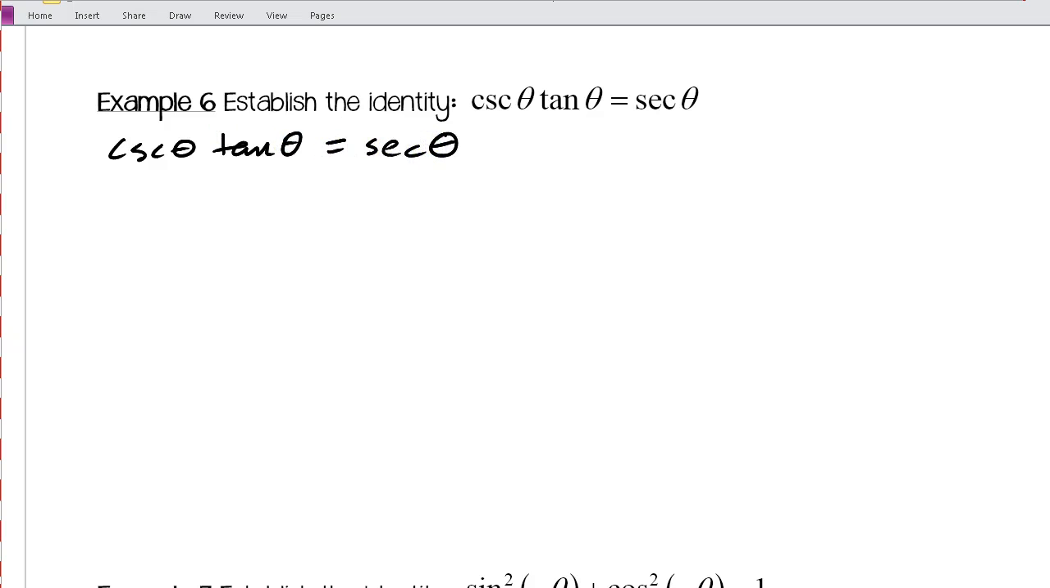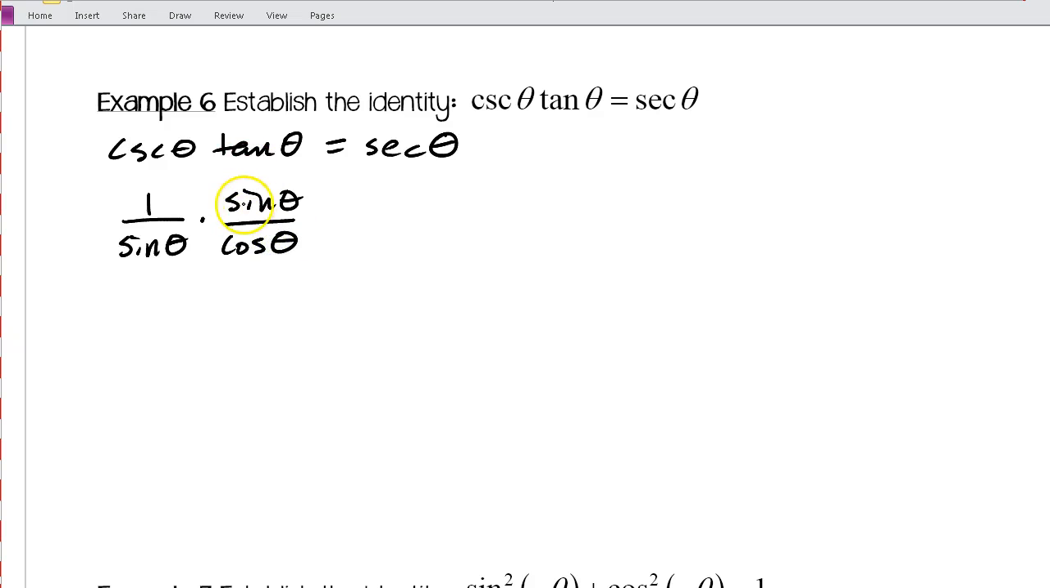So if I'm going to start on the left, the only thing that it looks like I can do is change these into sines and cosines. So I know that cosecant theta is 1 over sine theta. That's our reciprocal identity. And I know tangent theta, using my quotient identities, is sine theta over cosine theta.